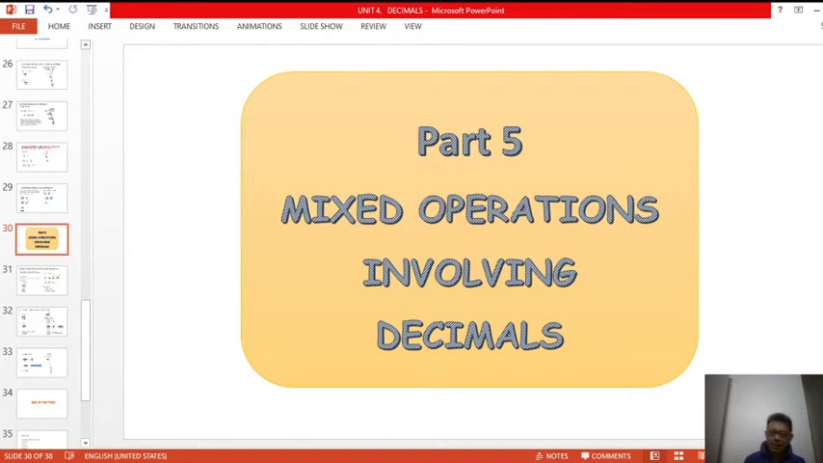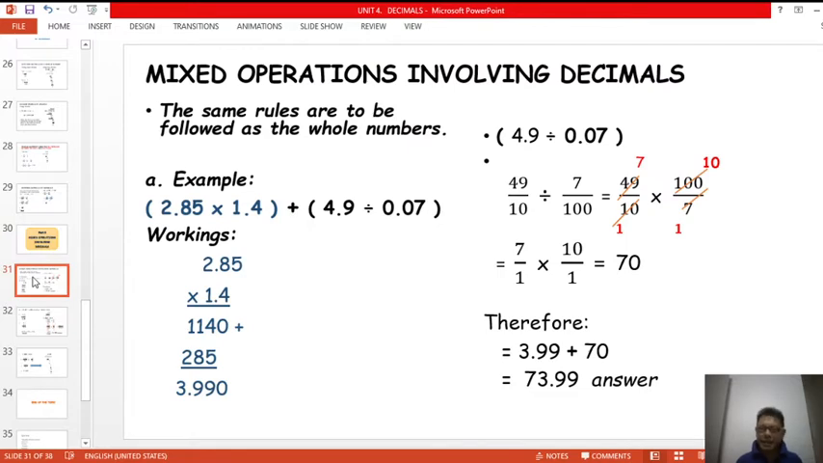Okay, so let's go with this example now. For mixed operations involving decimals, there's a rule that applies, and actually the rule here is the same as the rules to be followed with whole numbers. The same thing. So what are these rules?